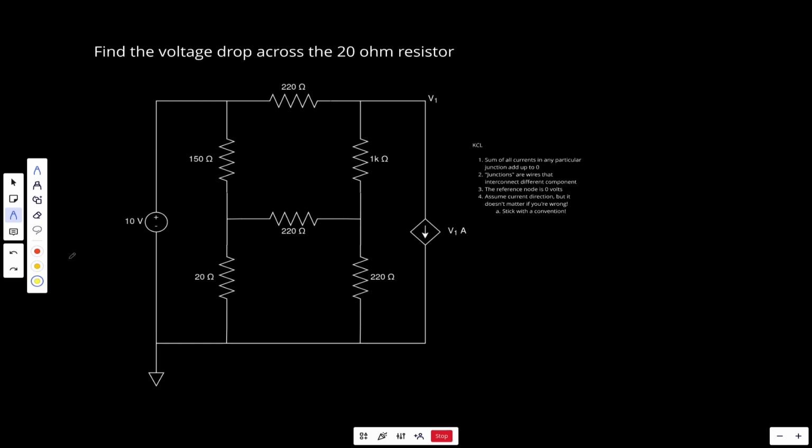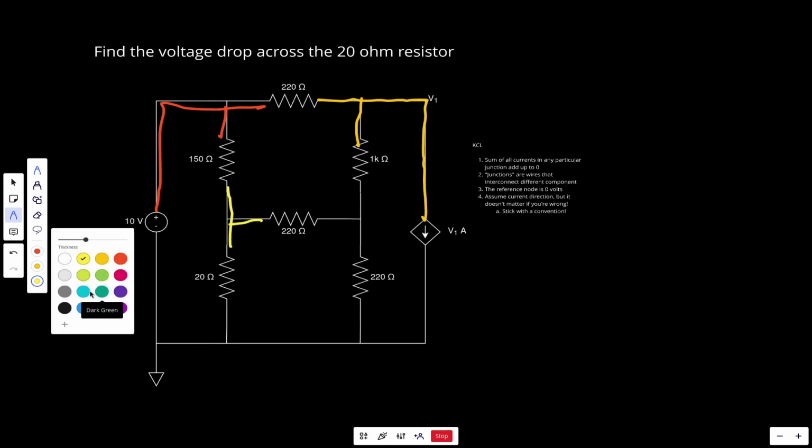Hello everybody. Today I'm going to be talking about nodal analysis. Let's start off by talking about junctions. What exactly are junctions? And pardon my sloppy line tracing, I'm not very good at it. But essentially, junctions are wires that are connecting multiple different components together.